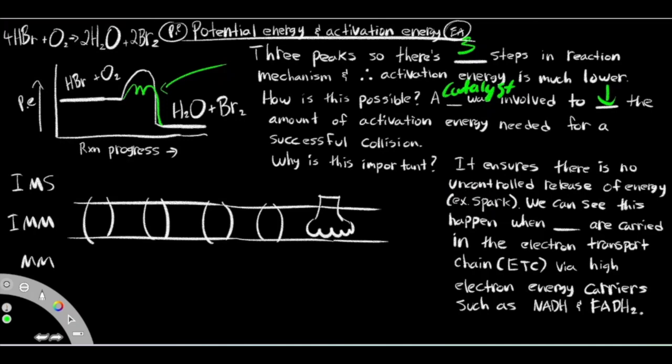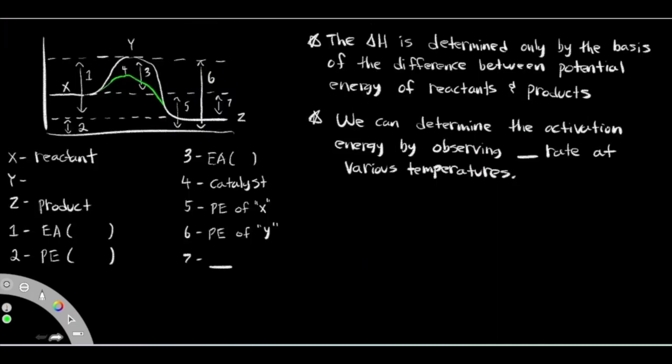We want to control it. Well, where can we see this happen? We can see this happen when the electrons are carried in the ETC via the NADH and FADH2. See my 20-minute video where I explain this diagram in detail.